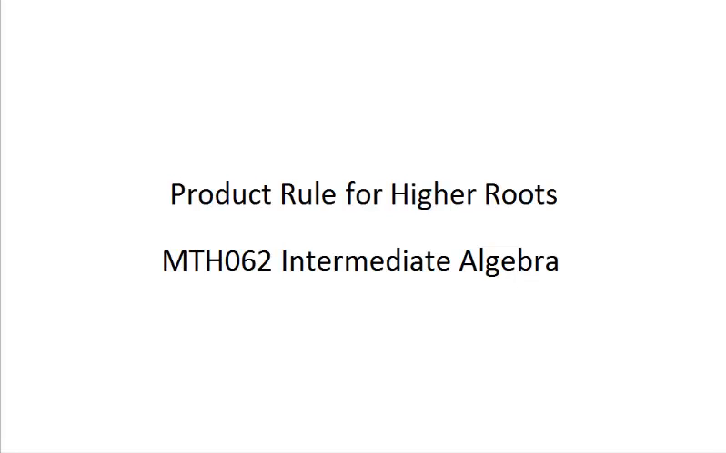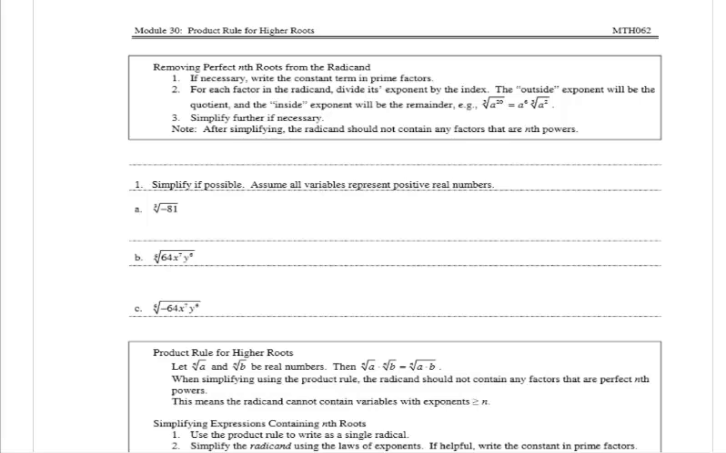In this video, we're going to look at the product rule for higher roots. So we have removing perfect nth roots from the radicand. If necessary, write the constant term in prime factors. For each factor in the radicand, divide its exponent by the index. The outside exponent will be the quotient, and the inside exponent will be the remainder.